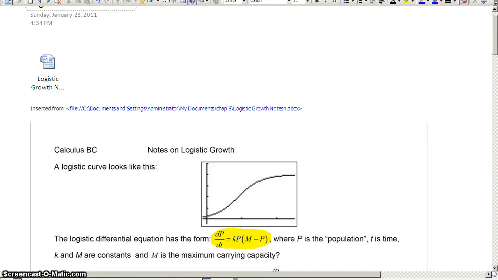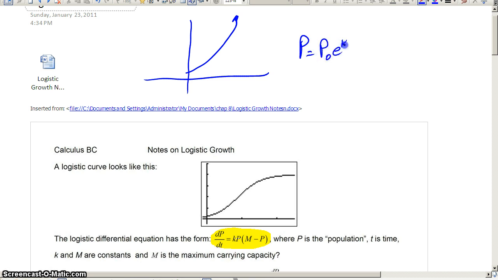Earlier in the year, we studied a very special type of growth that could occur for populations or in different situations. Most traditionally, we talk about population growth, for people or for animals. And earlier, even in calculus, we began to talk about something called exponential growth. An exponential growth curve would look something like this. It usually had the very famous formula P equals P naught e to the kt.